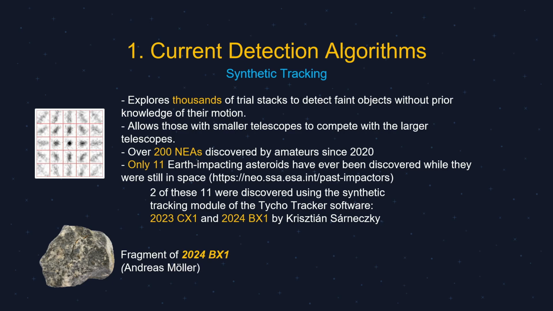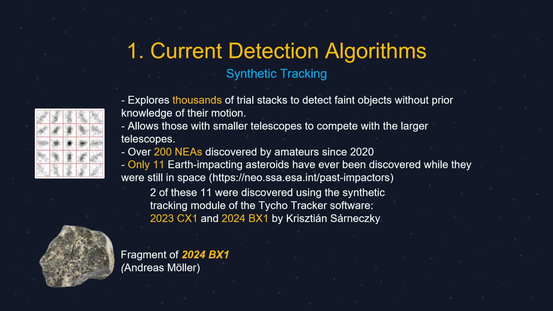Next up, we have synthetic tracking, and the way this operates is by exploring thousands of different trial stacks, each one exploring a different motion vector, and this allows us to detect very faint objects even when their motion is not known in advance. So it allows those with smaller aperture telescopes to compete with the larger aperture telescope.